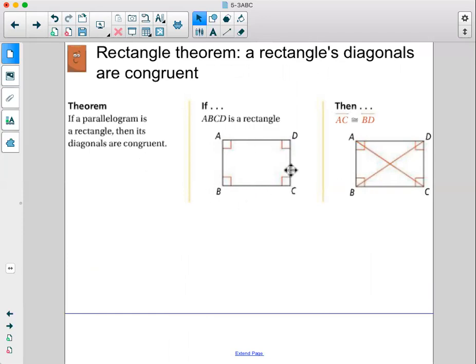So if we see it's a parallelogram with four right angles, then we know, in this case, AC is congruent to BD. Notice it's because these angles are right angles that makes the diagonals congruent. Normally, if it was just a run-of-the-mill parallelogram, it would be slanted to one side and one diagonal would be longer than the other, but not with a rectangle. That's the special thing about the rectangle.